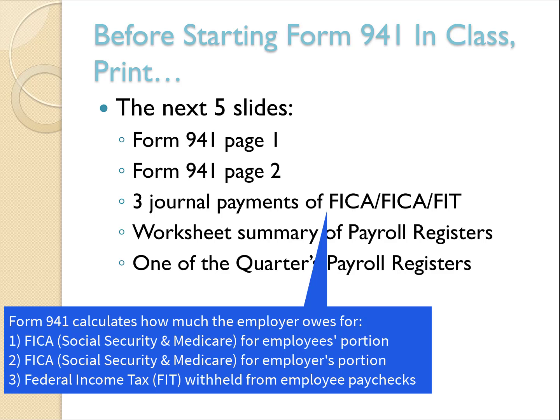There's going to be 3 journal payments, which show the FICA FIT payments. And I say FICA twice to remind you that there's FICA for the employee, FICA for the employer. And then we'll have a worksheet summary of the payroll registers, and then one of the quarter's payroll registers.